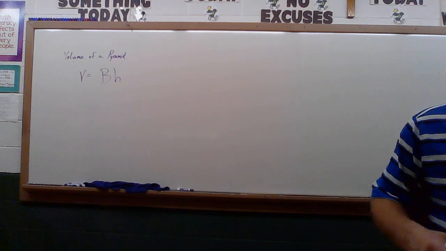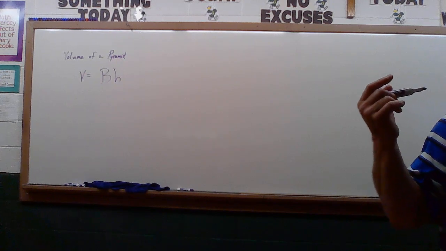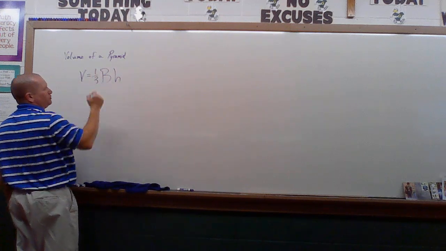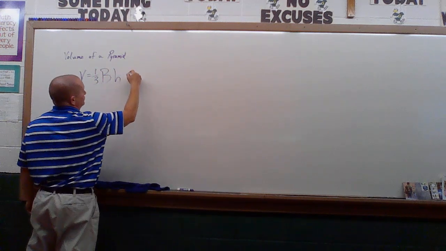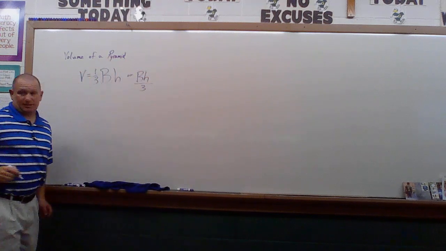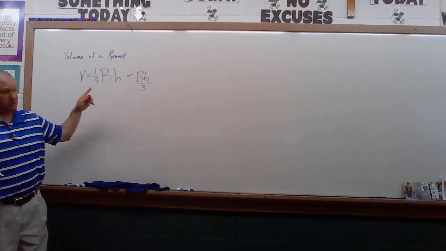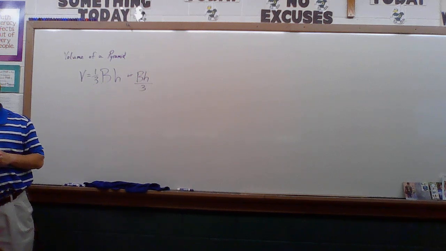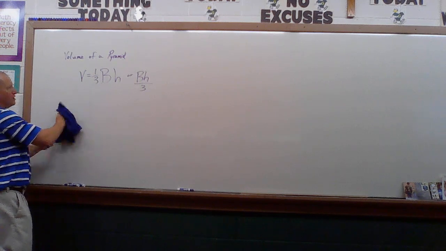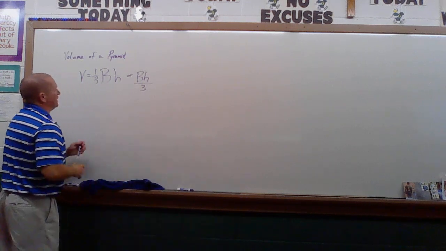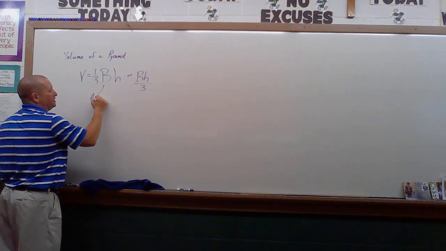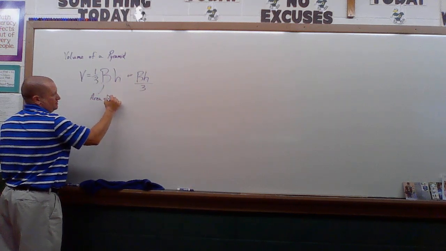And how many times smaller? 3 times. So how do you do that in math? Divide by 3. So I'm going to take 1/3 capital B times H. Or, as you just said, capital B times H divided by 3. Those two equations are exactly the same, and we just proved that in our little experiment. Okay, so what's the difference now again? Capital B again is what? The area of the base.